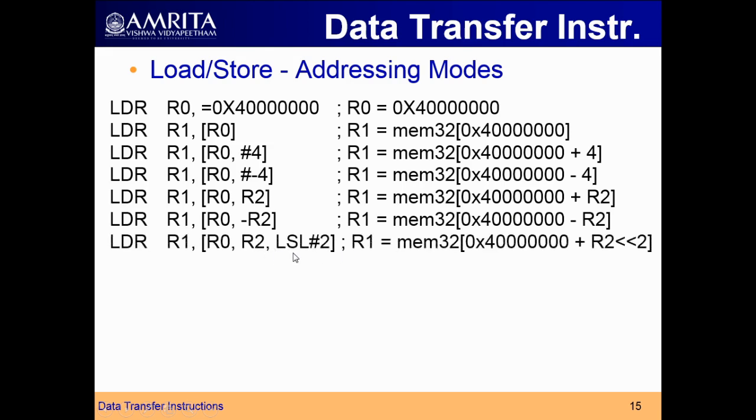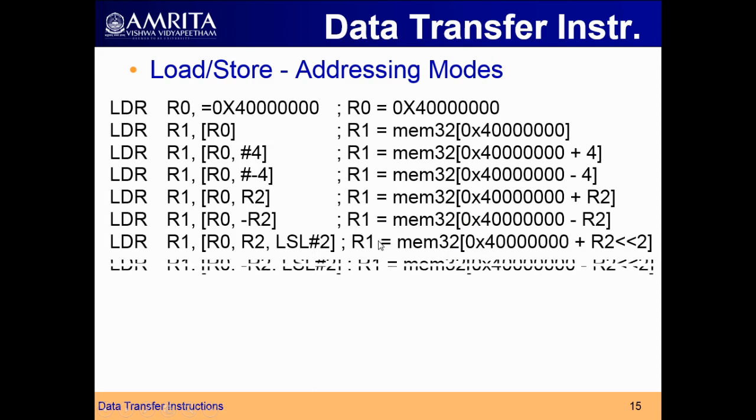Here, I am using something known as scaled offset addressing. This offset I am scaling by 2. That means the base address will be added with the offset scaled by 2. Where is the offset present? The offset is present in the register. That offset present in the register will be left shifted by 2, so the scaled value of the offset will be created here. That scaled value of the offset will be added with the base address, and that will be the updated address. From that updated address, data will be moved on to R1.